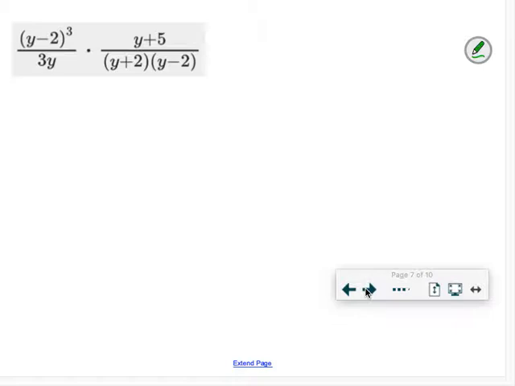So take some time. I want you guys to try this one on your own. Think about what does y minus 2 cubed mean? There's 3 of these. So I have 3 y minus 2's in my numerator, 1 in my denominator. It's going to happen. So go ahead and try this one on your own.